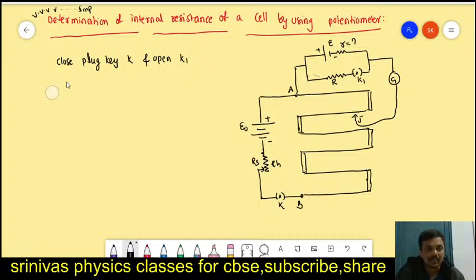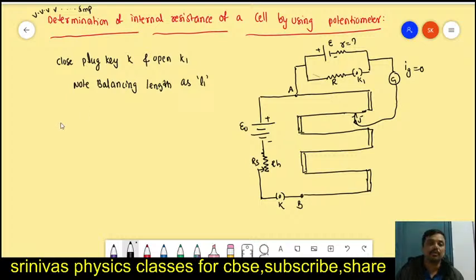Note the balancing length. How to note the balancing length? You know already. Press the jockey at various points on the potentiometer wire. At a particular point, the galvanometer shows zero deflection. Note that point's distance from the left end. This point is said to be the balancing point. That balancing length you have to note. Note the balancing length as L1.